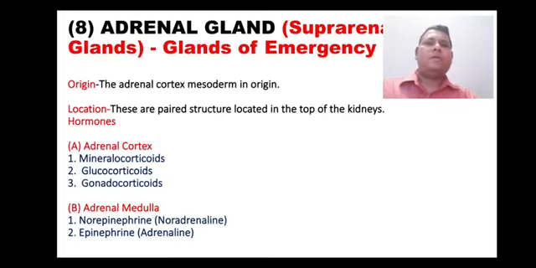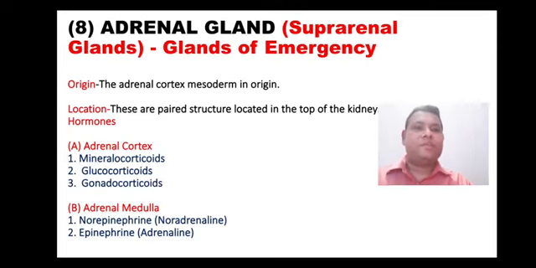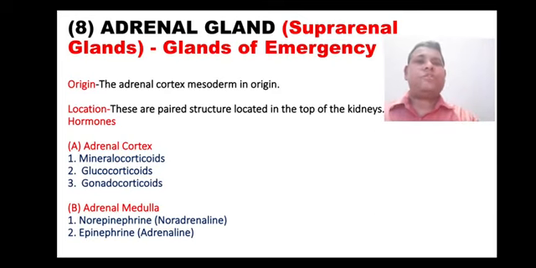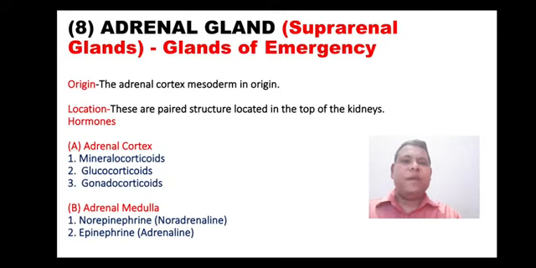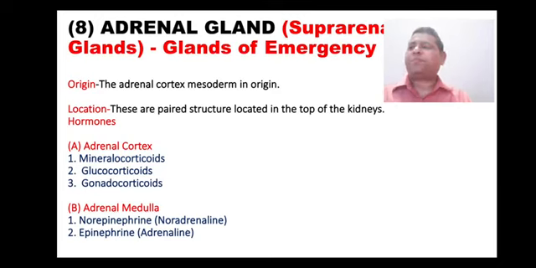Another gland is known as the adrenal gland, also called the suprarenal gland and the gland of emergency. Actually, the origin of the adrenal cortex is mesoderm. Location: these are paired structures located on top of the kidneys. The main hormones of the adrenal glands: the adrenocortex.